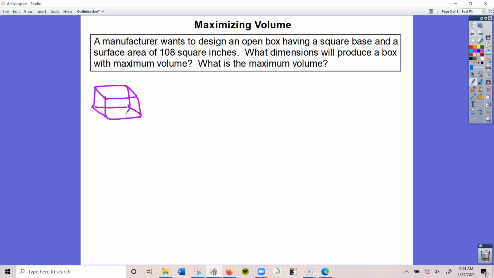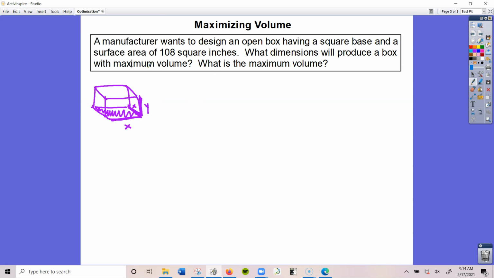Now it's an open container, so there is no lid, right? This here is empty. This is my base. And it says that it has a square base. So that means that this is x, and this here is also x. The height, however, I don't know. We call that y, since we're not sure if the height is also the same.